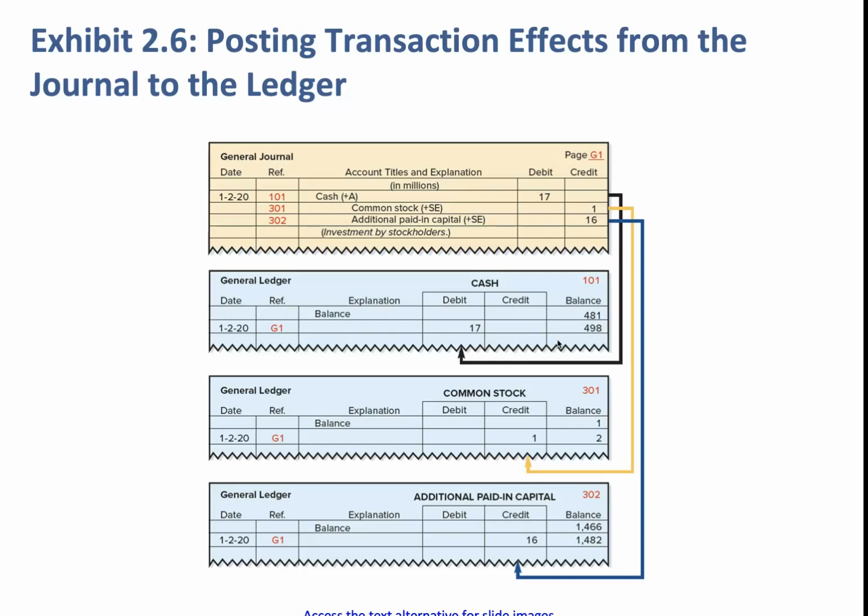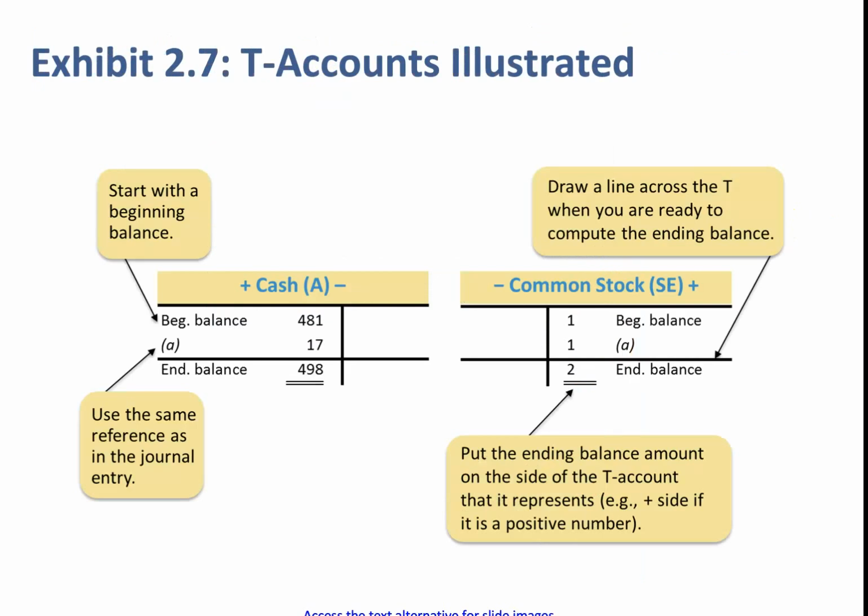So you can see the general ledger is something where we sort our transactions into different separate accounts. This sorting process is called posting. So we are posting from the entry to the ledger. Now the ledger looks more complicated to us, so a simplified tool is called the T account. Each T account represents one account in the general ledger.